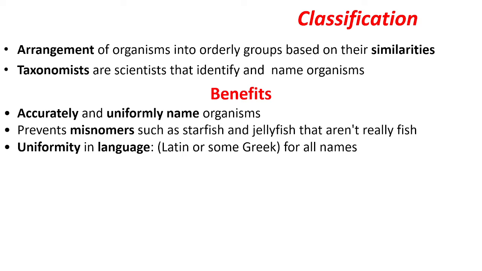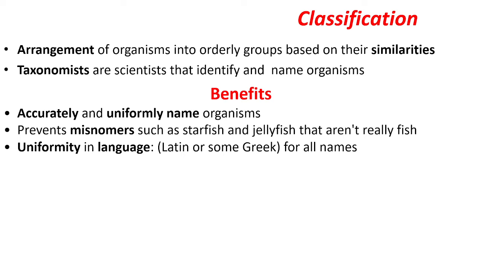It prevents misnomers such as starfish and jellyfish, whether they are really fish or we are just calling them fish. There is one example, like the seahorse. We have named it a horse because it looks like a horse, but it is not a horse. It belongs to the non-chordate section of animals.